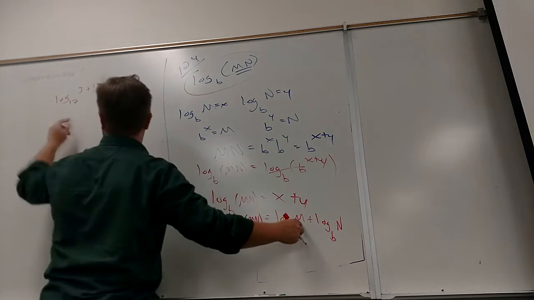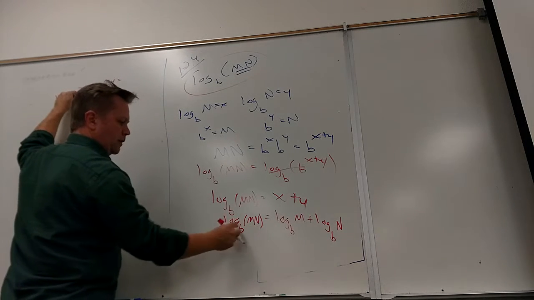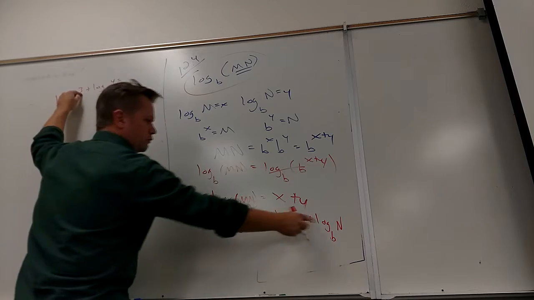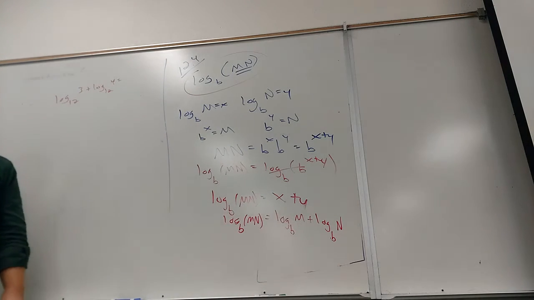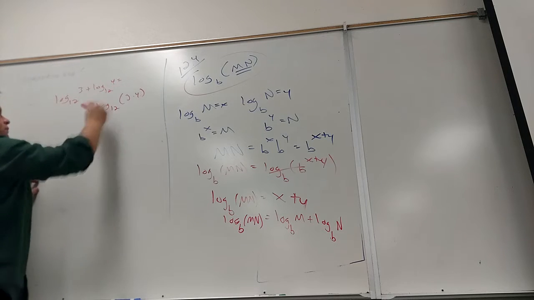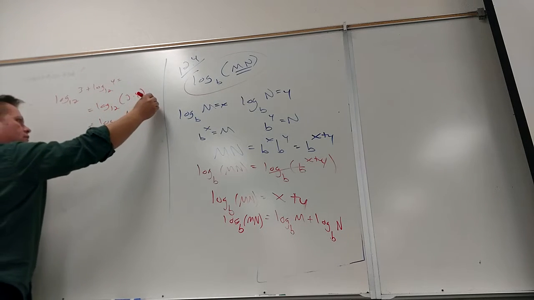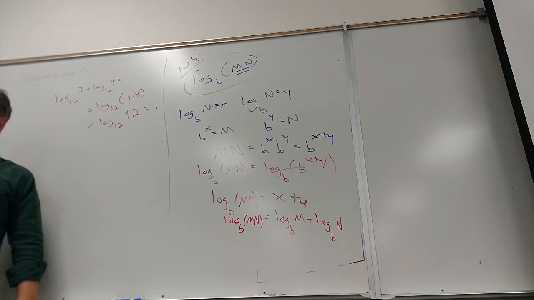Log base 12 of 3 plus log base 12 of 4, I can make a log base 12 of 3 times 4. Now, of course, what's 3 times 4? 12. And what's log base 12 of 12? 1. I like it.